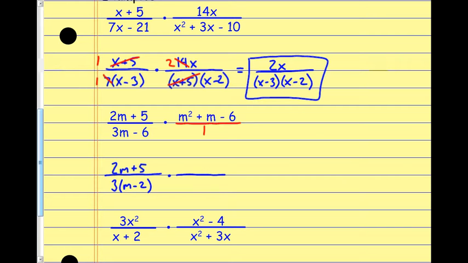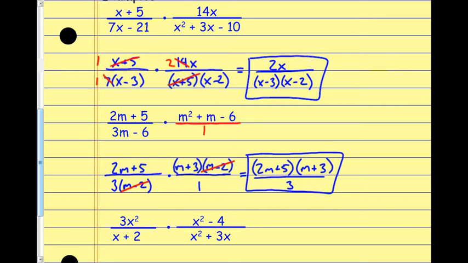Over here, I can factor this one. It's going to be an m plus 3 and an m minus 2. And now I look for any common factors that I can cancel out. I see the m minus 2's are common, so I can cancel those out. Nothing else cancels out, so I'm going to write this in its factored form. I've got in my numerator the 2m plus 5 times the m plus 3. In the denominator, I just have the 3 left, and that's it. I'm going to leave it in this factored form. Nothing else canceled out, so that's my answer.